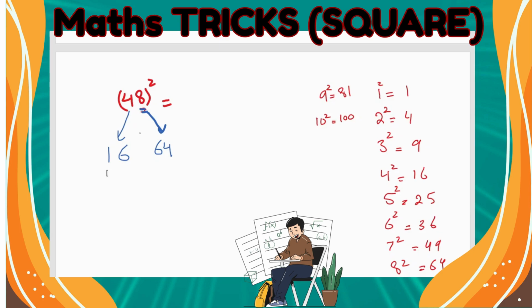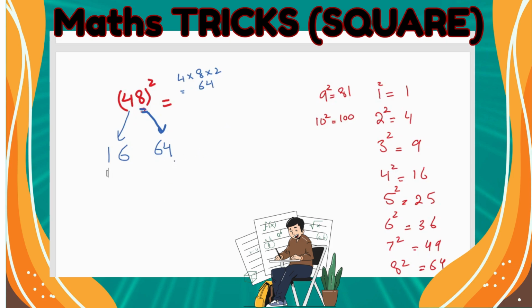Now what is the next step? The third step is we're going to multiply all these numbers: 4 times 8 times 2. 4 times 2 is 8, and 8 times 8 is 64. So that gives us 64. But how are we going to place this 64?